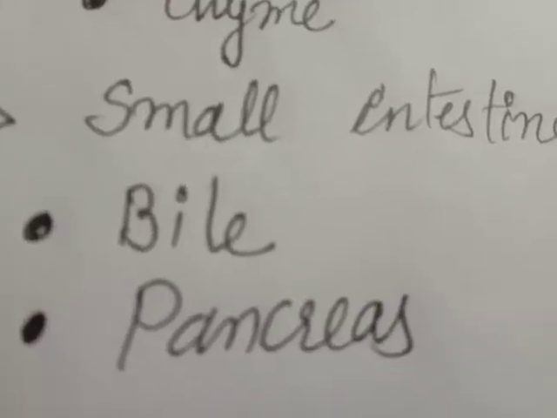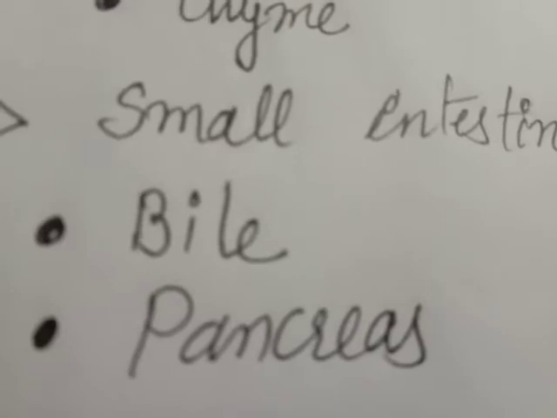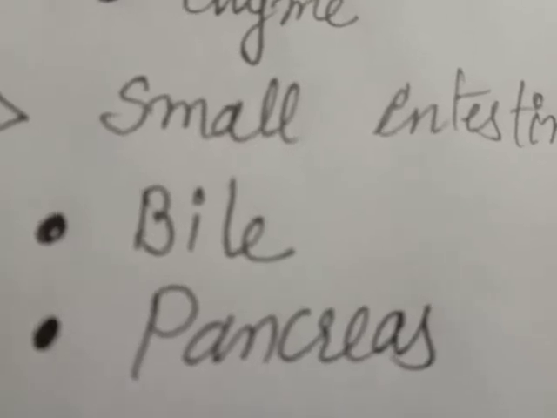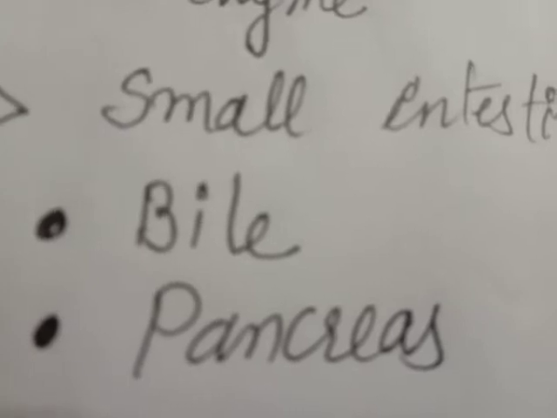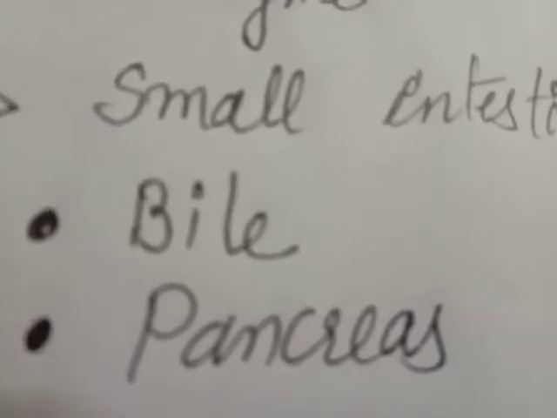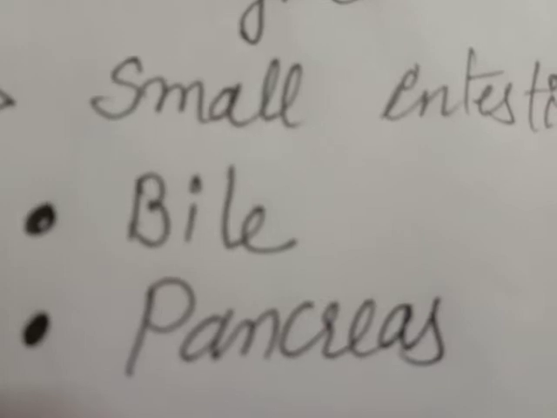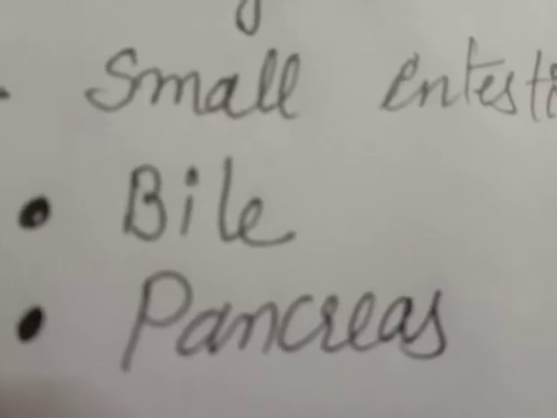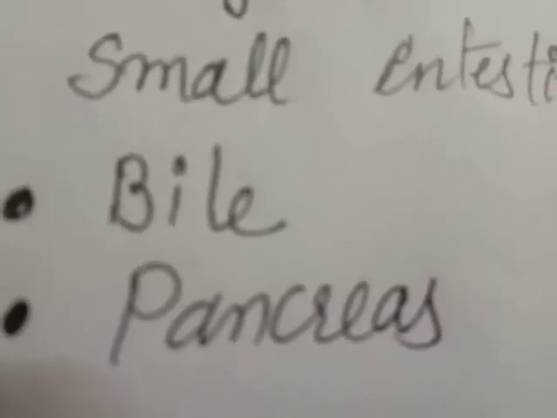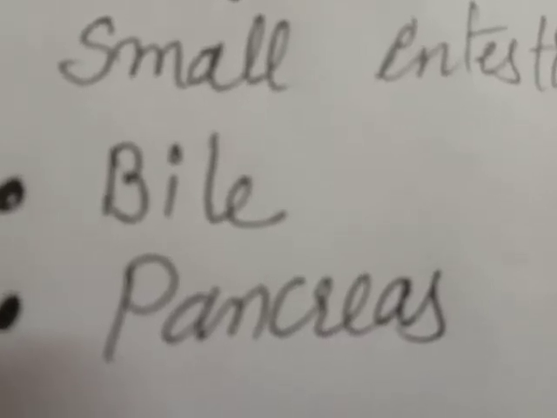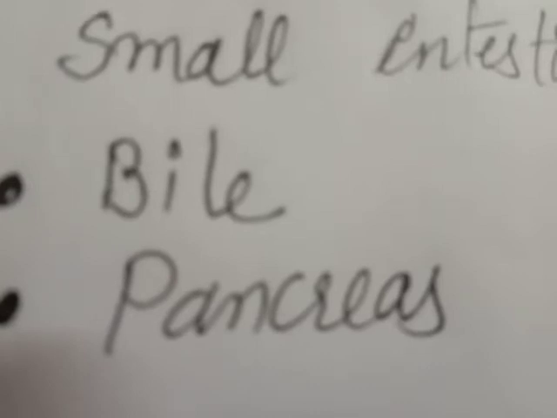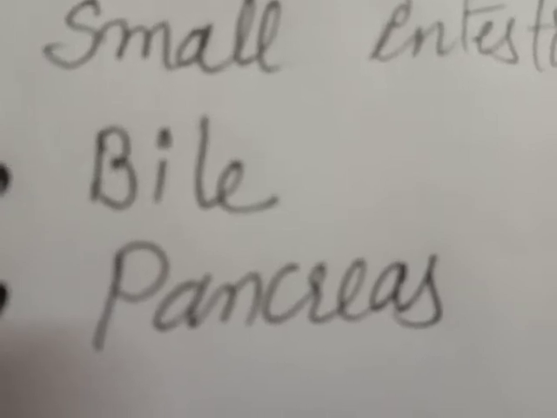Bile is secreted by the liver and stored in the gallbladder. The bile juice helps in the digestion of fat. Pancreas is a large gland located just below the stomach. The pancreatic juice breaks down carbohydrates, protein and fat into simple substances.